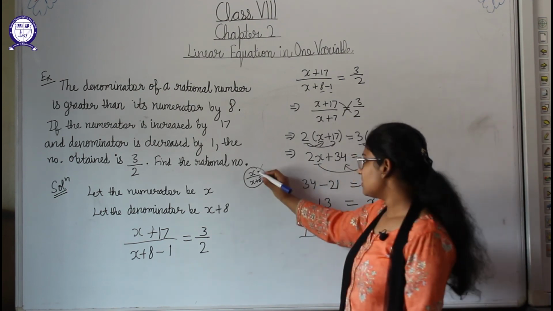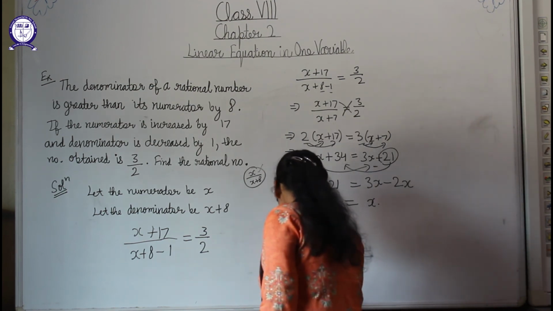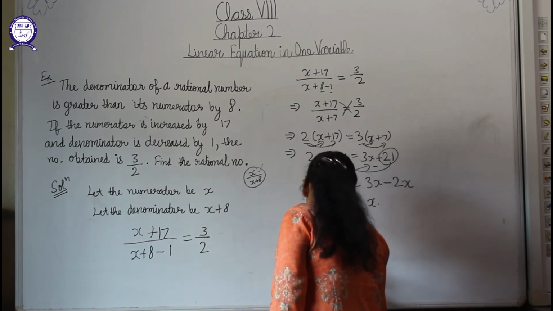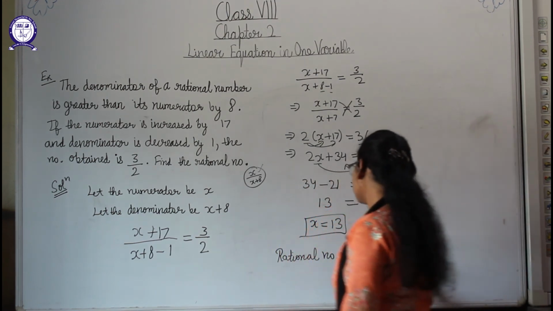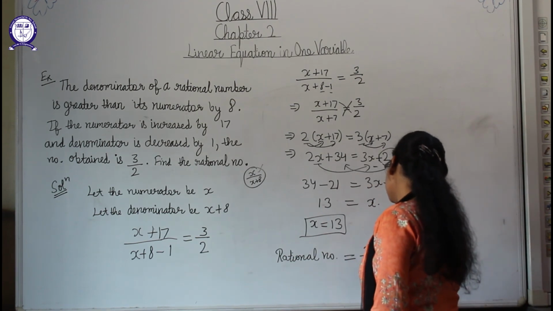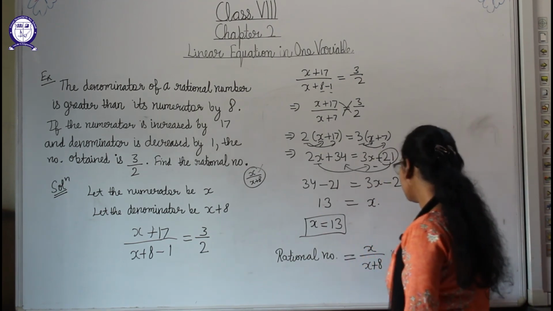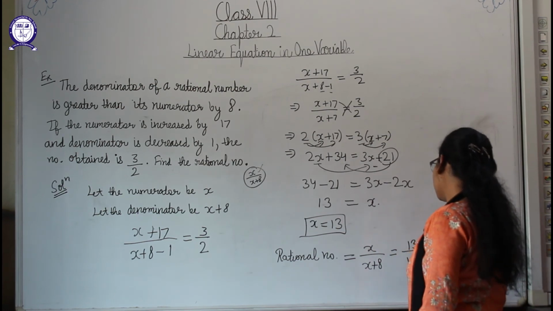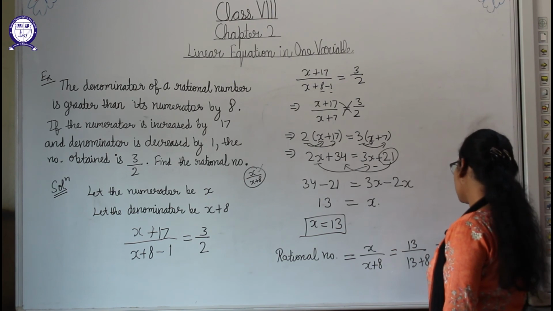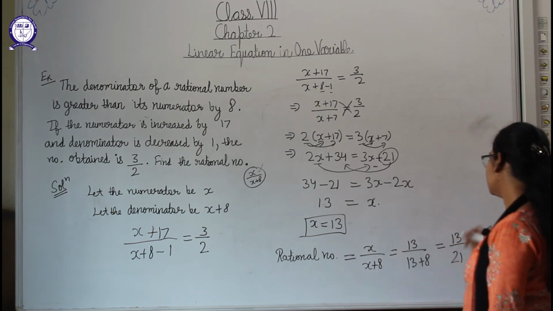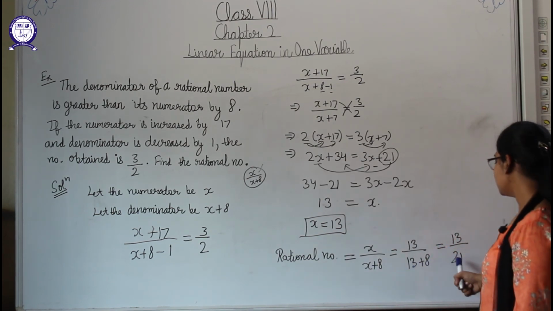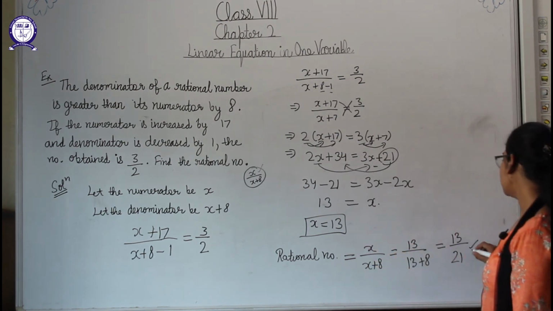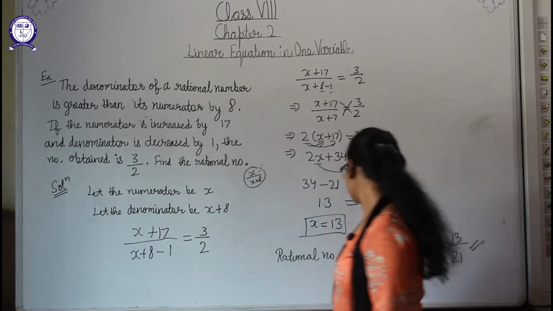So students, the rational number is this one. We have to find the rational number, meaning the p by q form. So our rational number is equal to x by x plus 8. Now we will put the value in this. So x is 13 and x plus 8 will be 13 plus 8. So what are we getting? We are getting 13 divided by 21, as 13 plus 8 is 21. So our rational number comes out to be 13 by 21. So this is our answer, students.